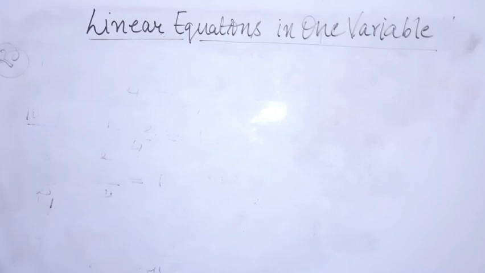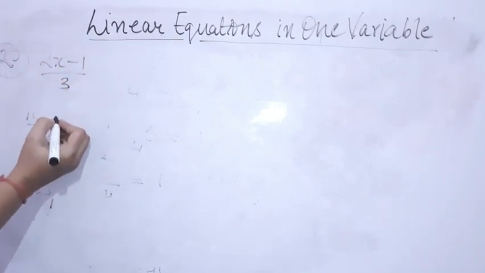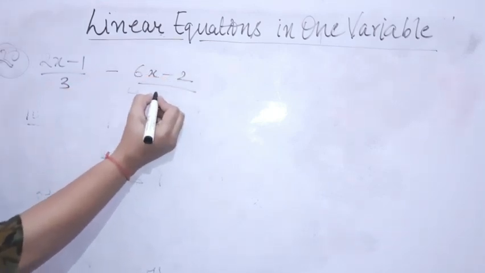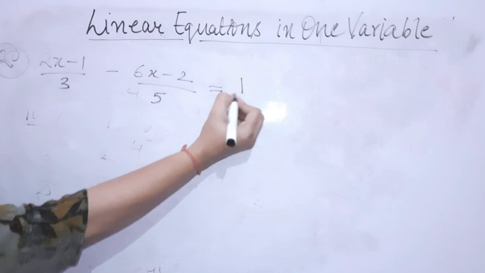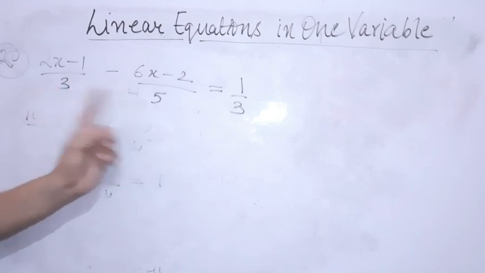So question number 20 is (2x minus 1) upon 3 minus (6x minus 2) upon 5 is equals to 1 upon 3. It is quite similar to question number 19, so I have left that question. Now in question number 19, you have to collect firstly like terms together, then you have to take the LCM and solve it. So what is the LCM of 3 and 5?